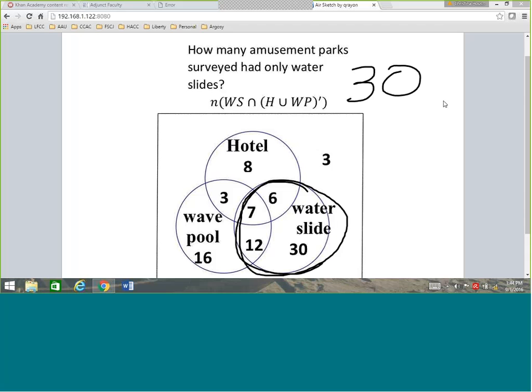So after the diagram's filled in, to answer the questions, you're looking at the diagram and taking the information from there. You're not looking at the list of given information anymore. I'm not going back to the original problem. I'm looking just at my diagram.